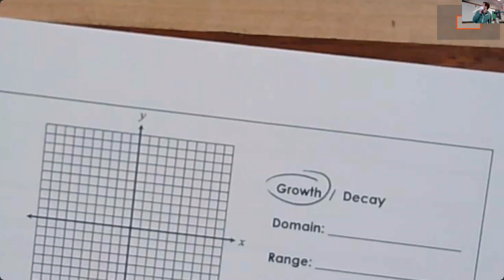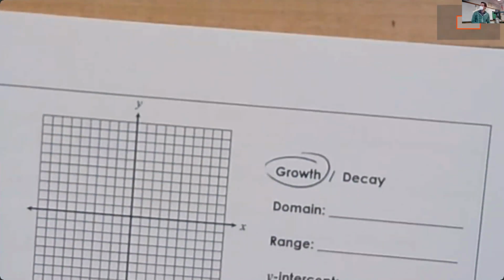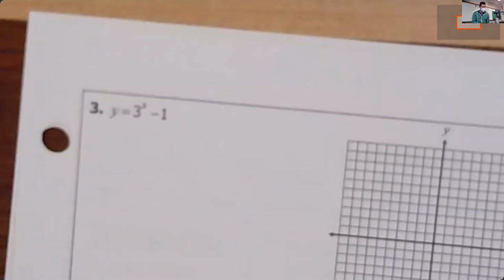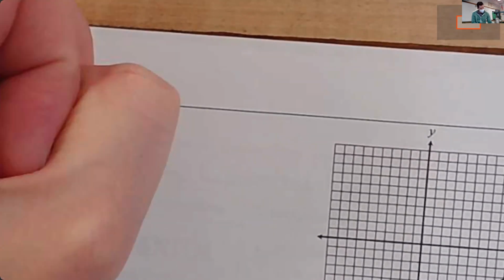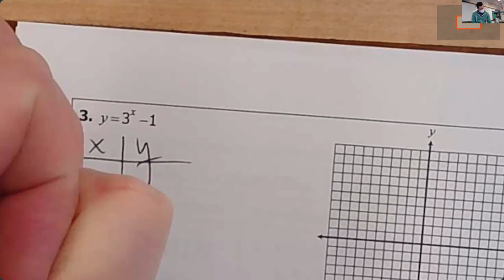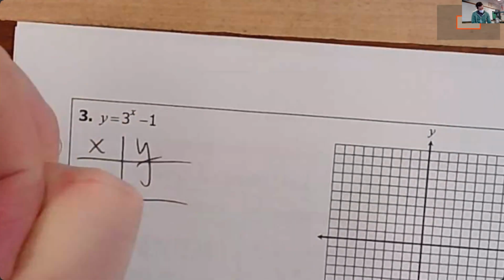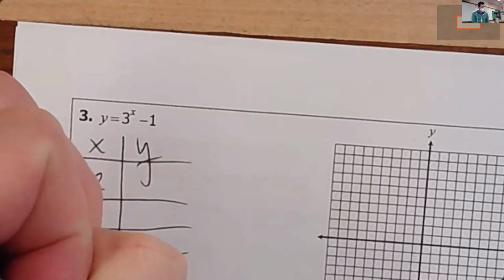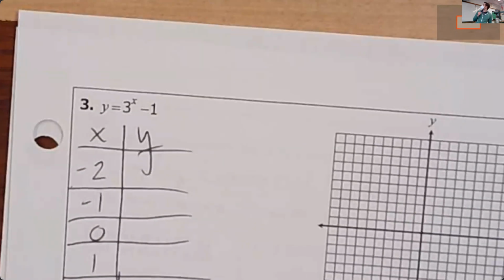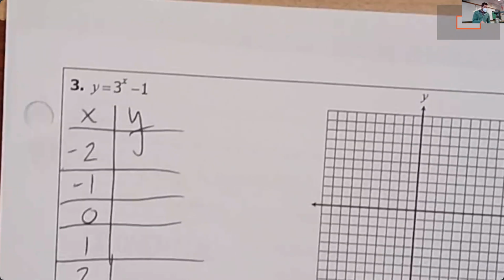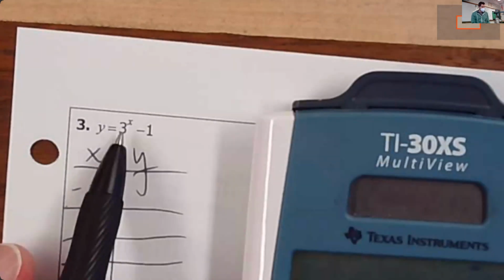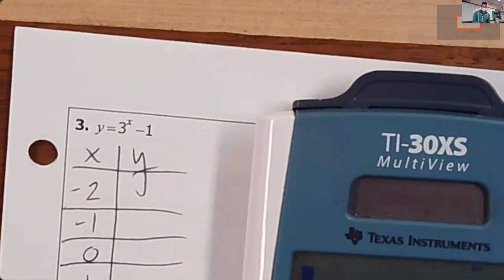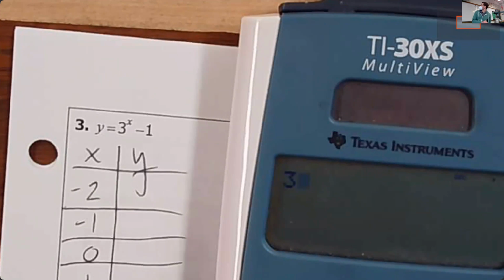From there, we're going to go ahead and make our table of values using our 5 numbers for x. So that would be -2, -1, 0, 1, and 2. So we got our table, -2, -1, 0, 1, and 2. All right, now we're going to start plugging in. And we've got 3 to the x power minus 1. So our first number is going to be 3 to the -2 power.